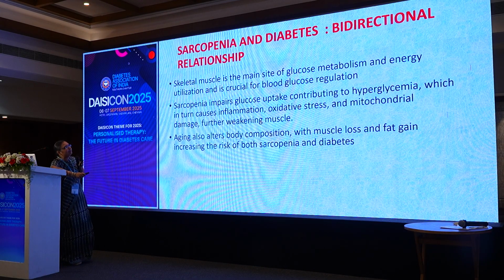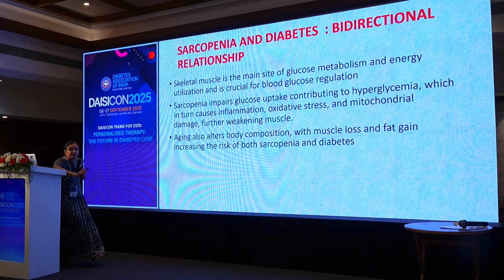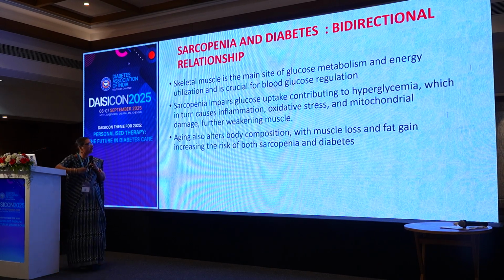So sarcopenia impairs glucose uptake, contributing to hyperglycemia. Very important point for physicians and diabetologists. We need to have a good muscle mass for the patients. This in turn causes inflammation, oxidative stress, mitochondrial damage, further weakening. So it's a bi-directional relationship.